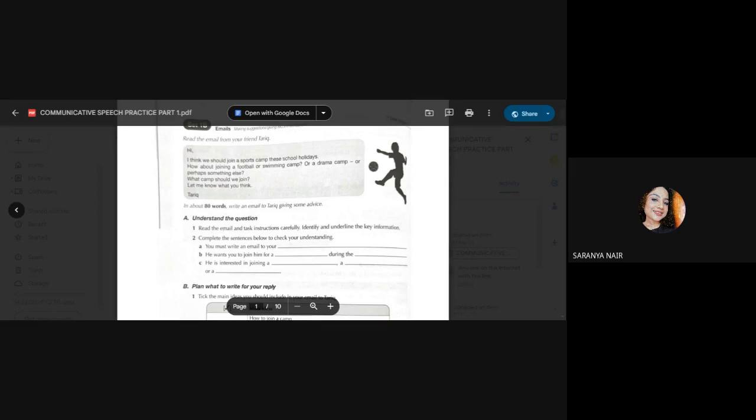Okay, don't do the questions first. Just read this email and find the information first. Okay, join a sports camp for school holidays. Anything else? My friend Tariq is asking me for a suggestion on which camp to join during this school holidays together. So the phrase "join a sports camp" is a keyword, in a key sentence.